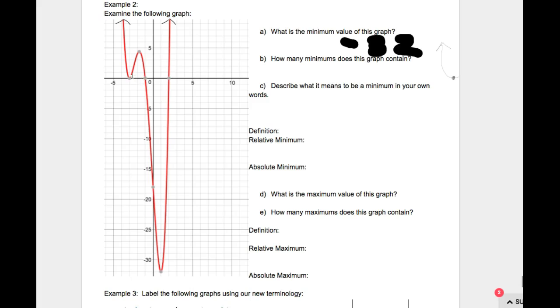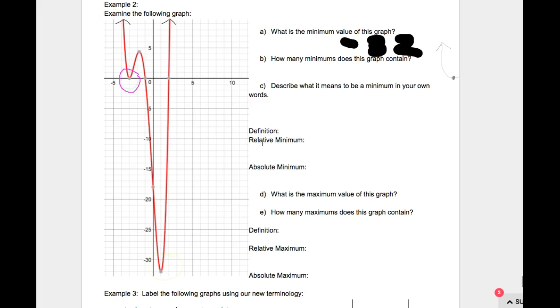But here, you're going to notice that this graph actually has more than one minimum, right? If you look here, we have a minimum here and another minimum here. Okay, so we have a way to distinguish between the two minimums. This minimum is not the absolute minimum because it's not the lowest minimum on the whole graph.